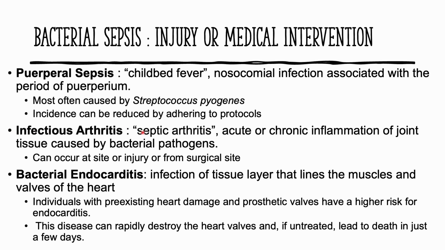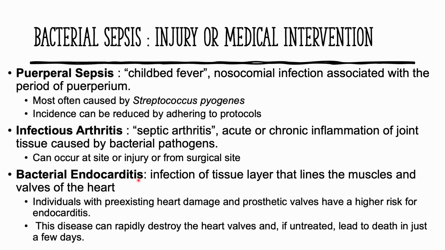This is also called septic arthritis, and this is acute or chronic inflammation of specifically joint tissue caused by bacterial pathogens infecting that specific joint tissue site. This can be the result of some type of trauma or injury of a joint that has been damaged, or from a surgical site. So this could also potentially be a nosocomial infection as well. And then we have bacterial endocarditis.